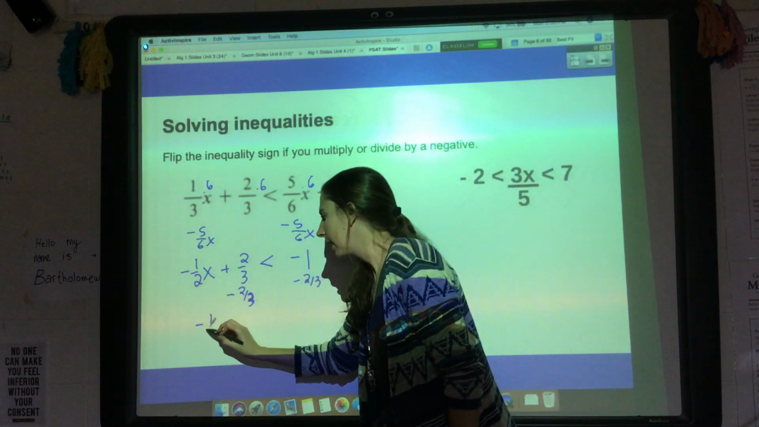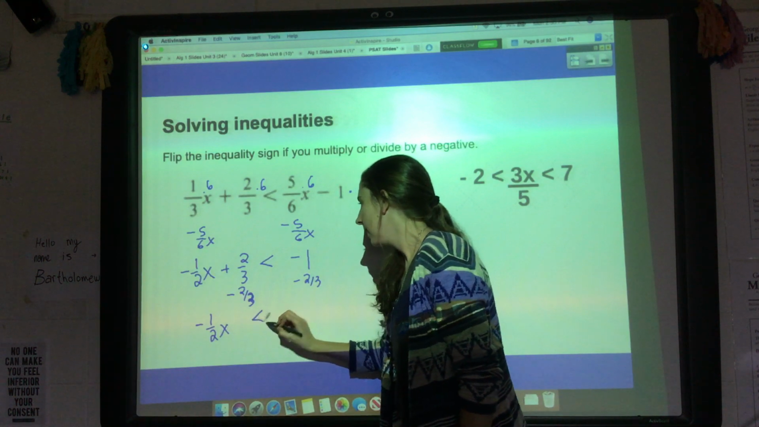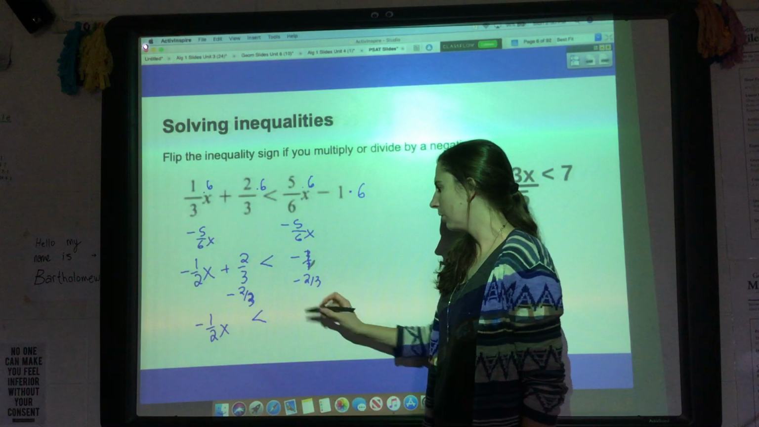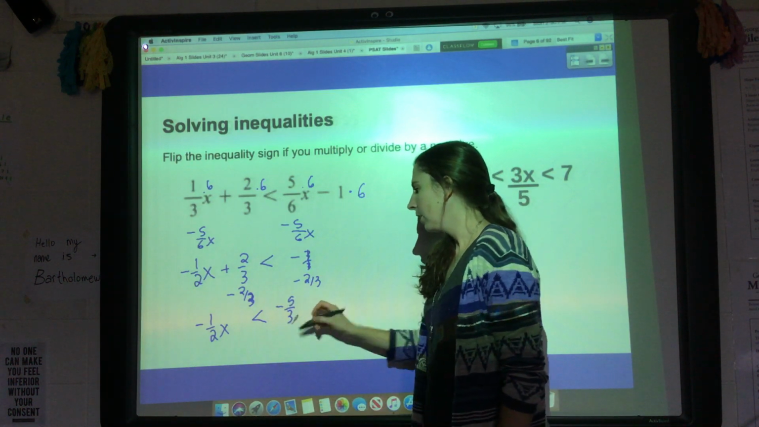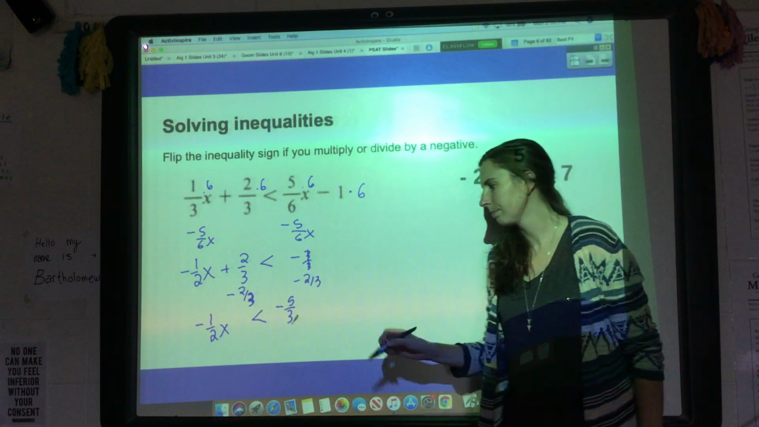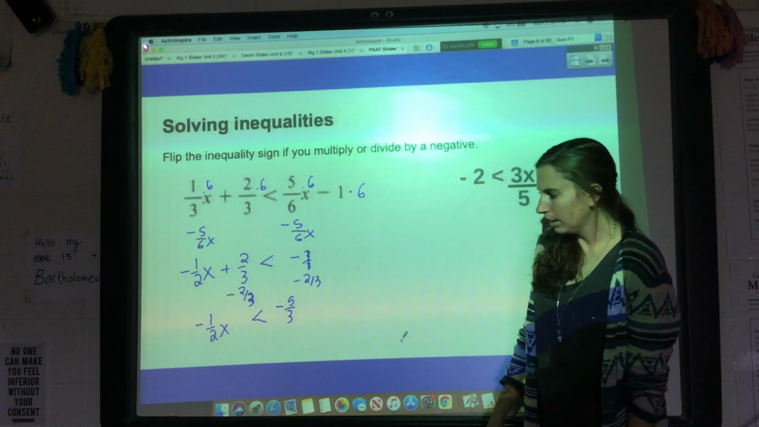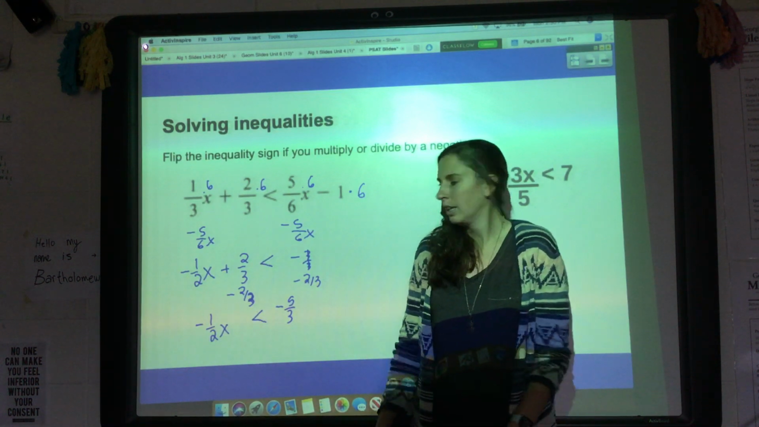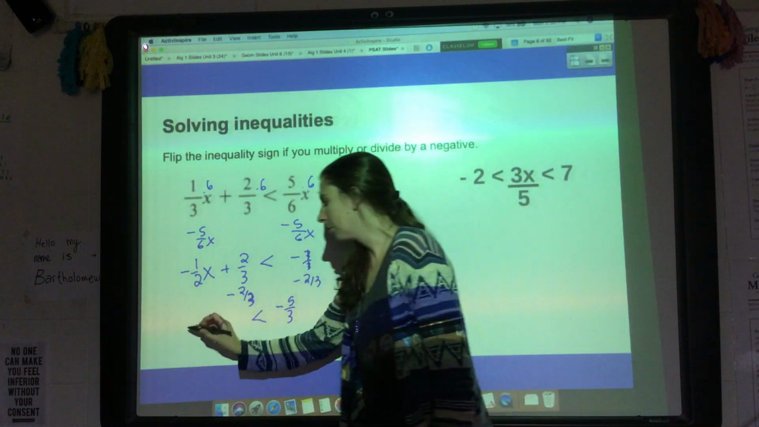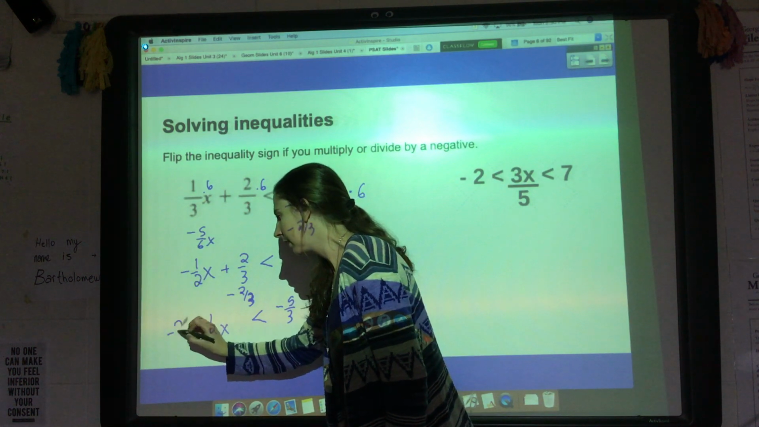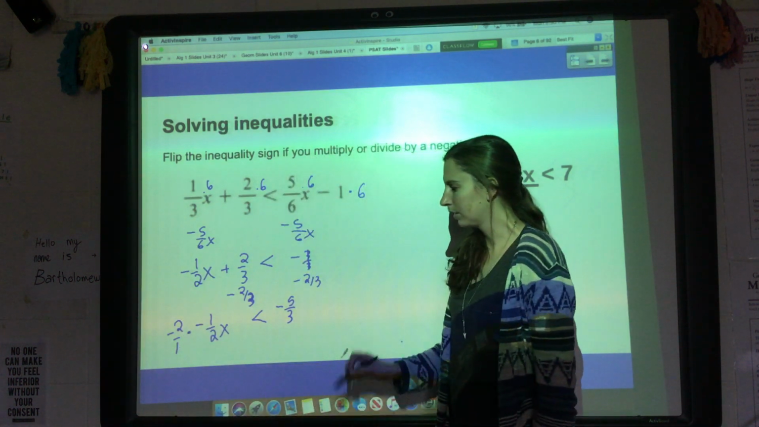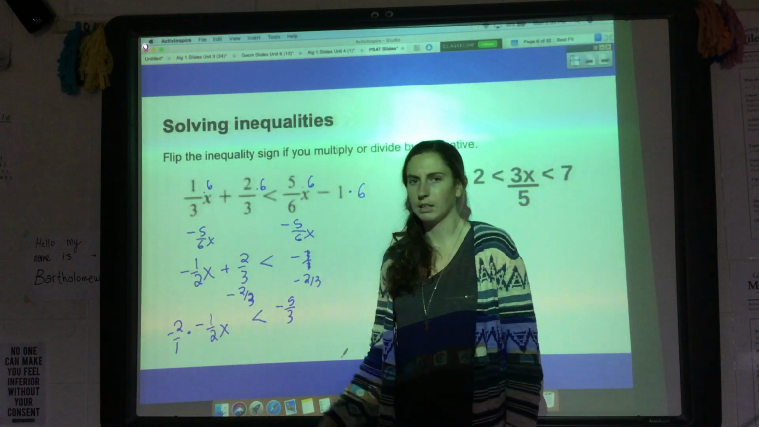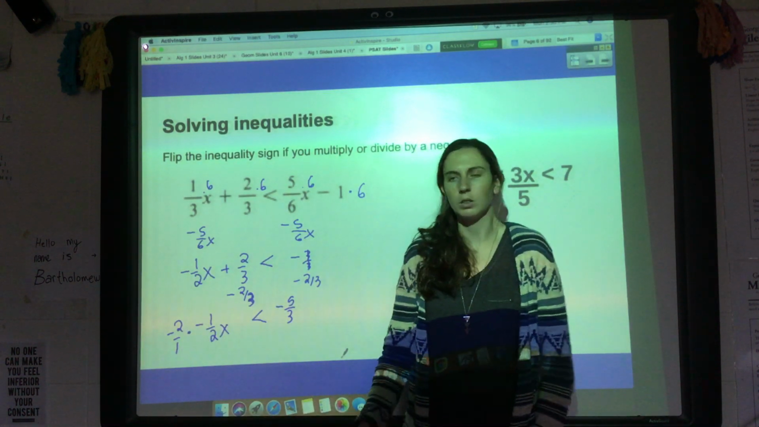That leaves you with -1/2 x is less than, this is -3/3, and another -2/3 is -5/3. You can do that in your calculator if you want. Alright, we're almost done. There are a couple ways to get rid of the -1/2. The fastest way would be to multiply by a -2/1, because 2 and 2 cancel, 1 and 1 cancel, and negative times negative cancels.